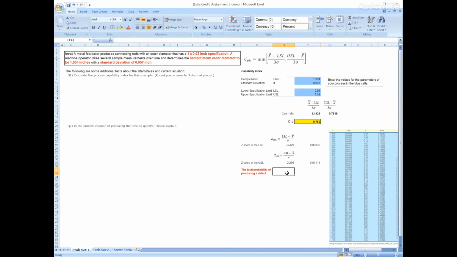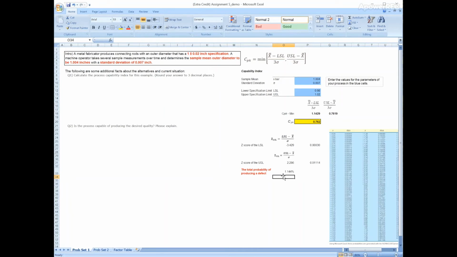which is 0.01114. Adding the two probabilities of defective parts together, we calculate a total probability of approximately 1.144%. Therefore, approximately 1.144% of the products made using a process mean of 1.004 will fall outside the design specification limits and be considered defective.